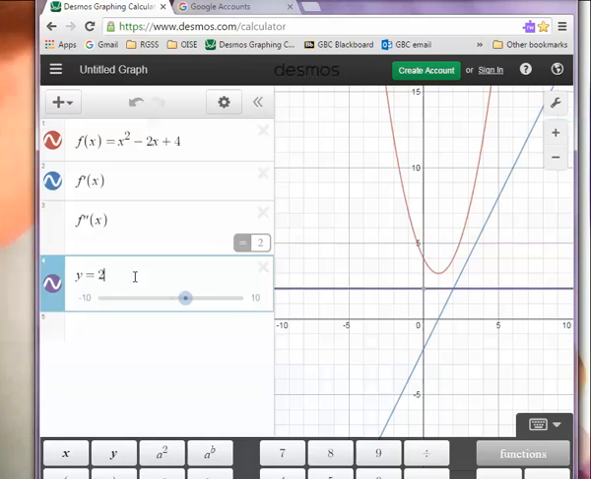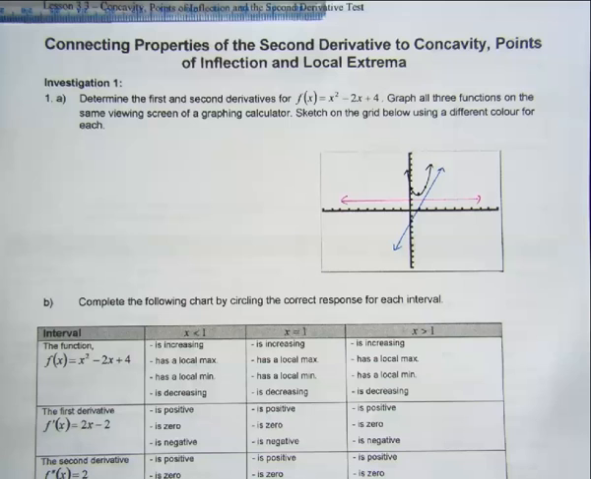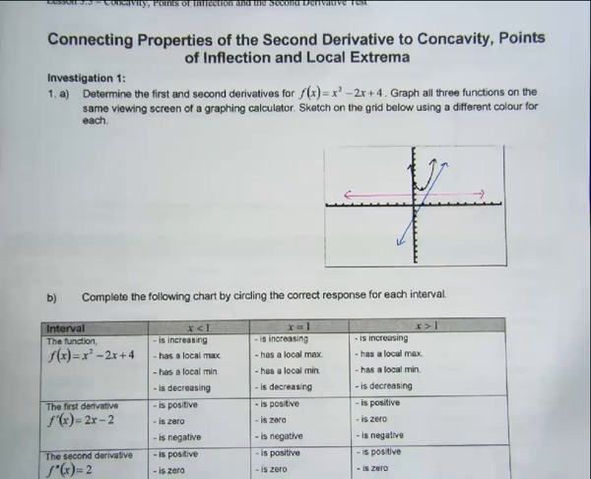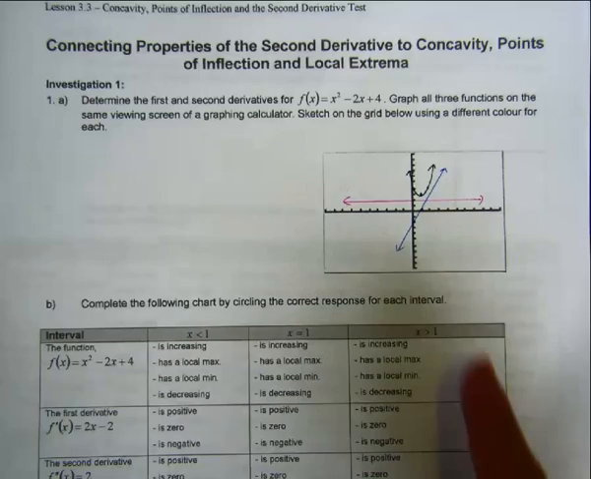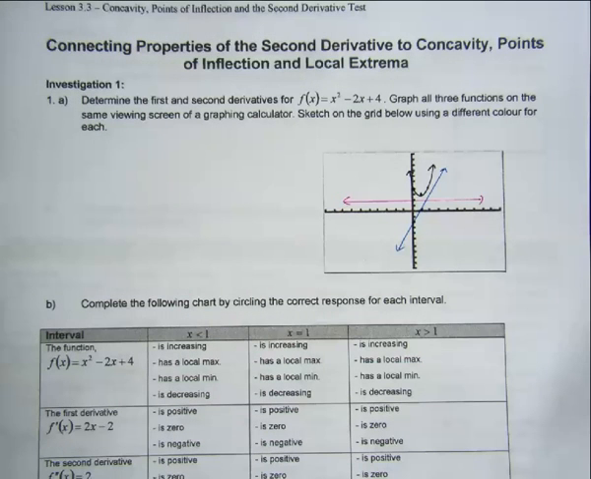So just draw a quick sketch of those three functions on your page, and it looks like so. And just in case none of that worked, the way that I got these sketches, I used desmos.com/calculator. Okay, so now we're going to answer some questions about the function.